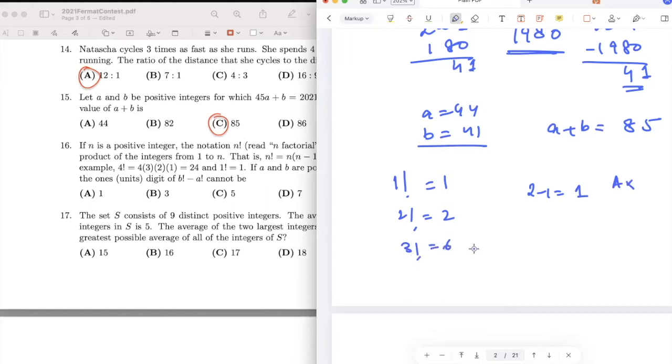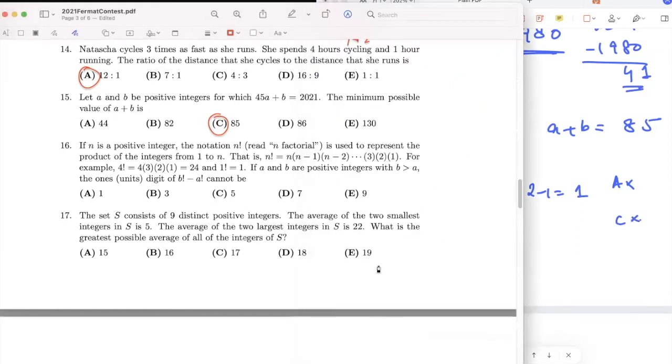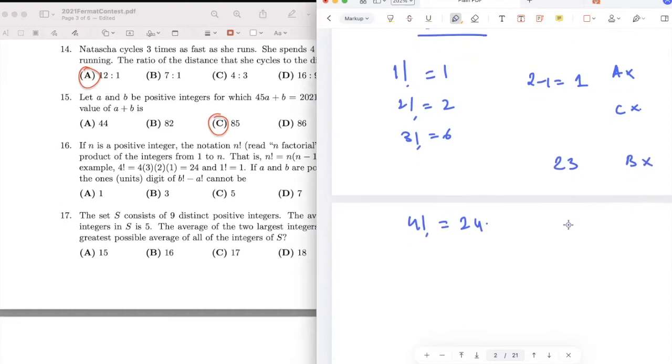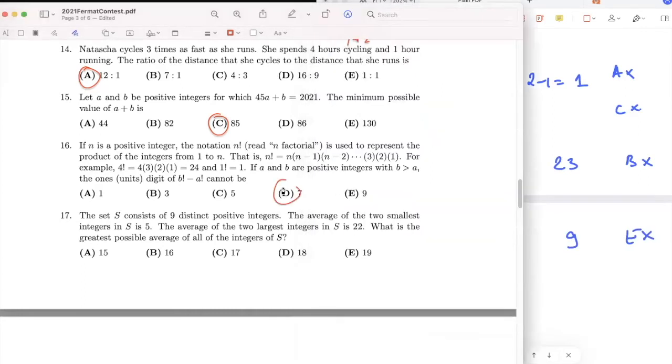Factorial 3 is 6. 6 minus 1, 5 is possible. So C is out. Okay, they're all odd numbers. Factorial 4 is 24. So 24 minus 1, 23. So 3 is possible. So B is out. And factorial 5 is 120. So 9 is possible. So E is also out. So D is the answer that remains. D is not possible.